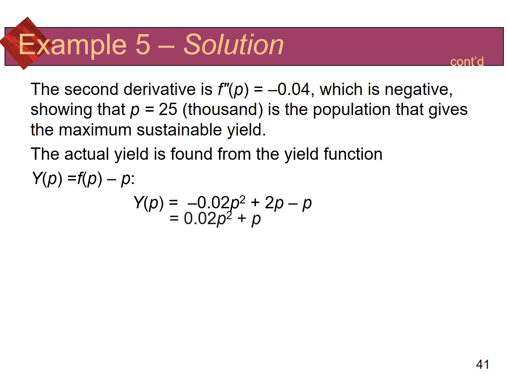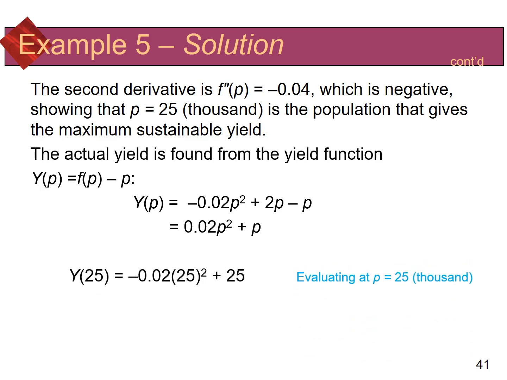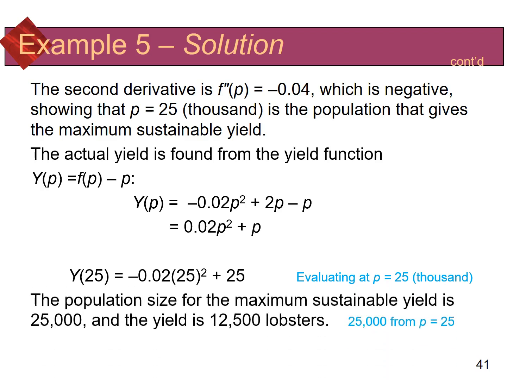So when I do that, I calculate this. I plug in 25. And when I plug that in, I'm just double checking their math because I found some errors with this already that I had to exclude out of here. I get 12.5, which stands for 12,500. So the population size for the maximum sustainable yield is 25,000, and the yield is 12,500 lobsters.